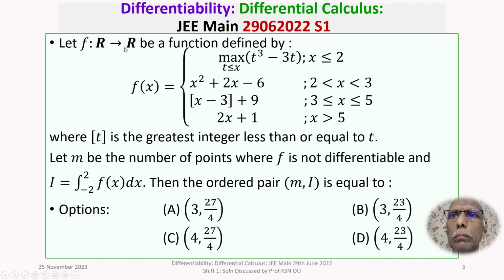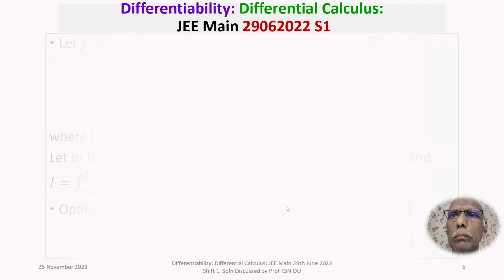We are given a real valued function defined on the set of real numbers defined like this as a piecewise function. And it is given m is the number of points where f is not differentiable and I is the definite integral given by integral from minus 2 to plus 2 of f of x dx. Required to find the ordered pair m comma I. We now discuss the solution of the problem in detail.